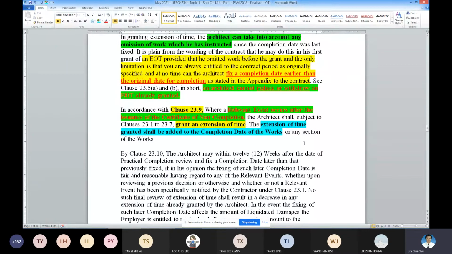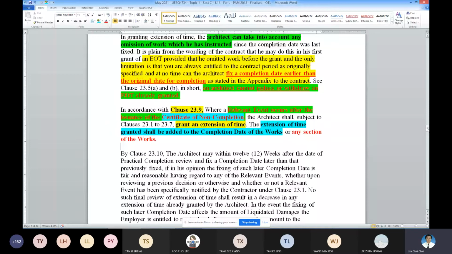So if this happens, then the certificate of non-completion earlier issued is considered null and void. Repeat, if an extension of time occurs after the certificate of non-completion is issued, the certificate of non-completion that was previously issued shall be considered superseded or null and void.